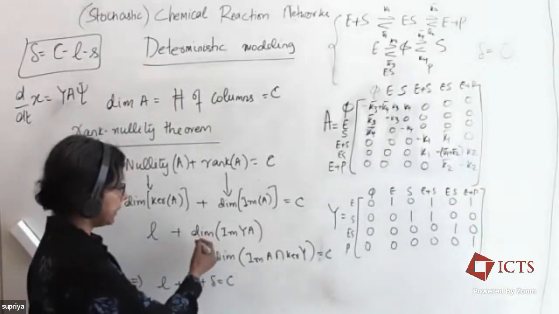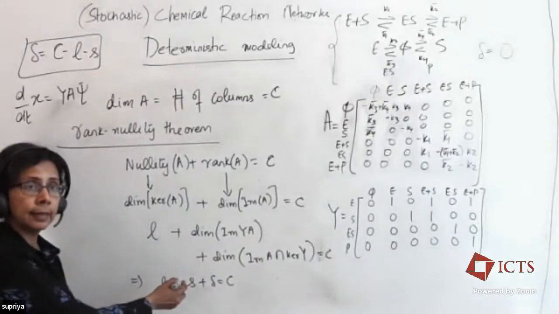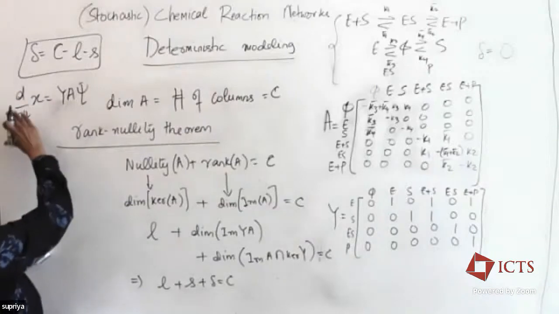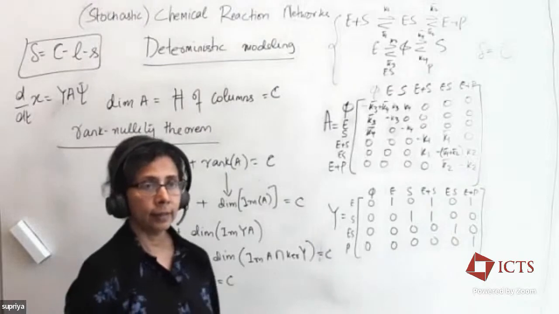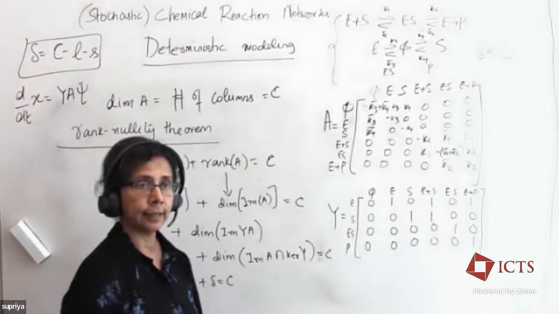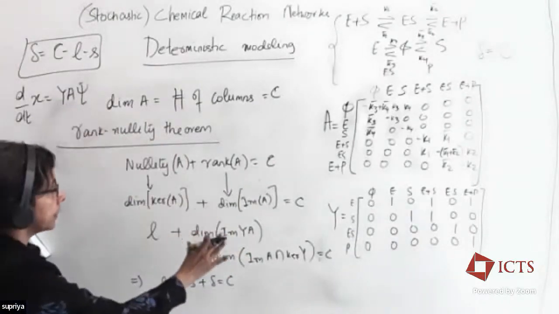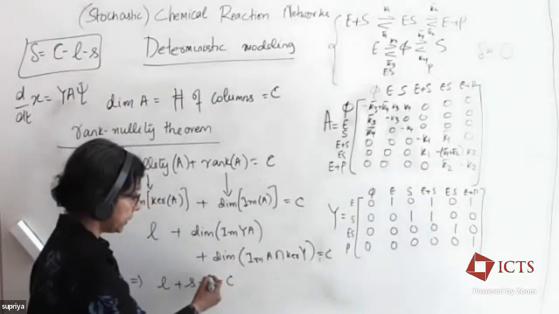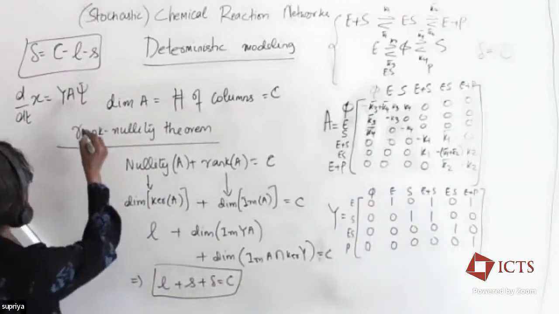Okay, so the dimension of the image of YA is actually the same as the stoichiometric subspace, because that's the space in which this X is moving around. Of course, I'm just saying it for you, but you'll have to actually play around a bit to convince yourself that that's the case. So the dimension of the image of YA is the same as the dimension of the stoichiometric subspace. And the dimension of image A intersection kernel Y is then what we defined as the deficiency. And so you see that we get back this relation.